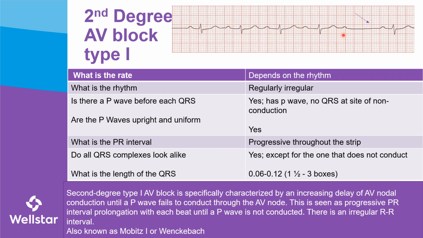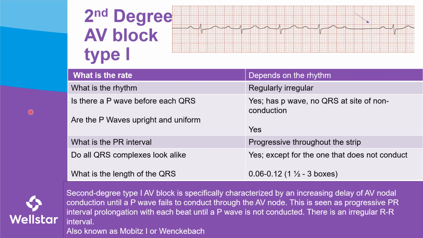Do all QRS complexes look alike? Yeah, except for the one that does not conduct. So whenever there's a QRS complex, it looks just like the other ones, except when it is not there. And the length of the QRS is between 0.06 and 0.12 seconds.